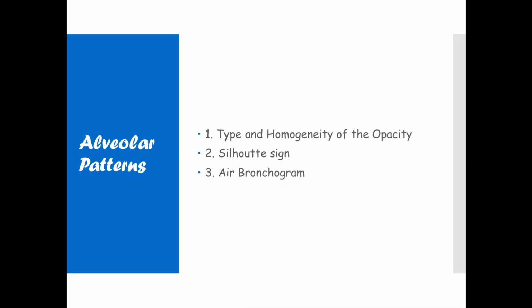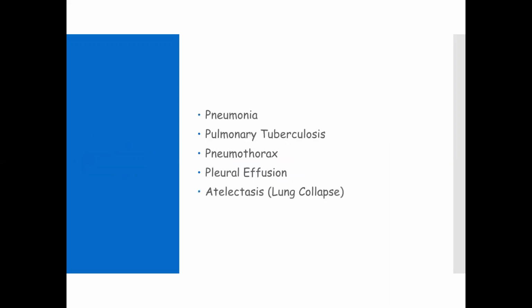So what are air bronchograms? These are basically the ability to see the bronchi when the surrounding alveoli are filled with fluid, such as edema or pus, but the bronchi remain clear, filled with air. So that's what an air bronchogram is. I think we'll be able to appreciate that in one of our images. So yes, basically the conditions we'll be talking about will be pneumonia, pulmonary tuberculosis, pneumothorax, pleural effusion, and atelectasis.